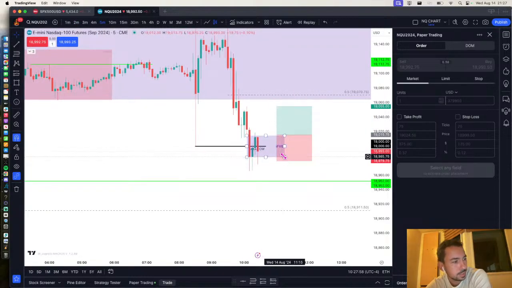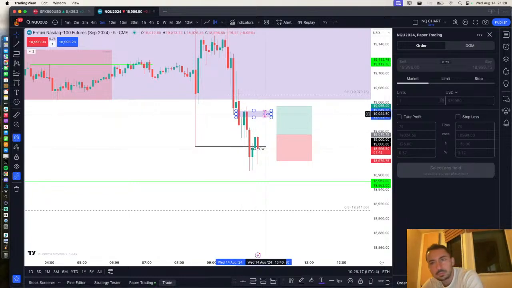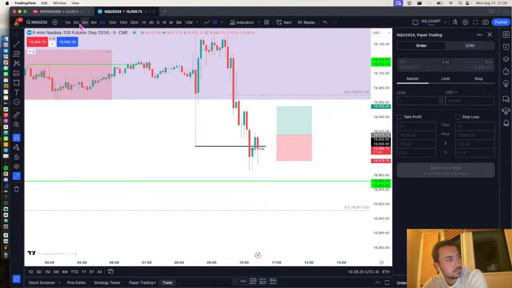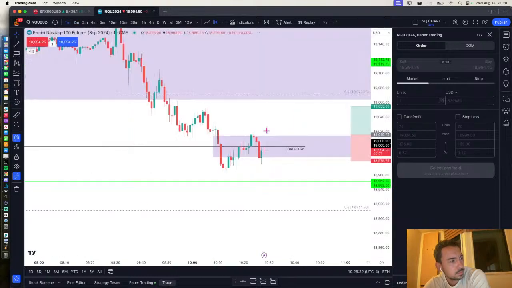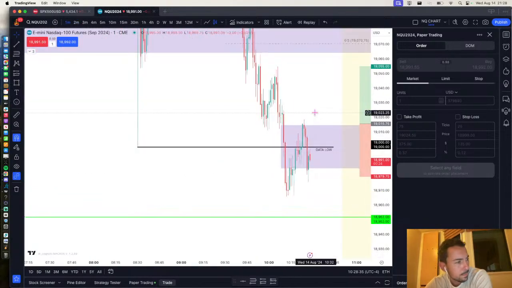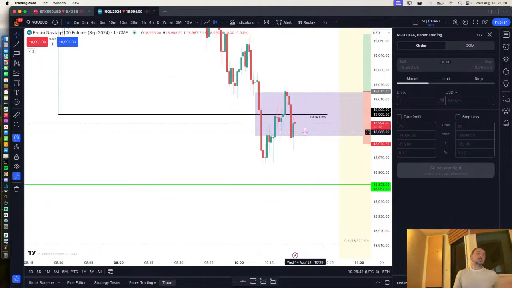Oh, guys, also, you see, not a fan. There is a 5-minute IFVG right here, right? But we also have another 5-minute FVG right here. So I'd need to see it close above both of these for me to switch my bias to bullish again. This looks pretty bearish, I'm not gonna lie.